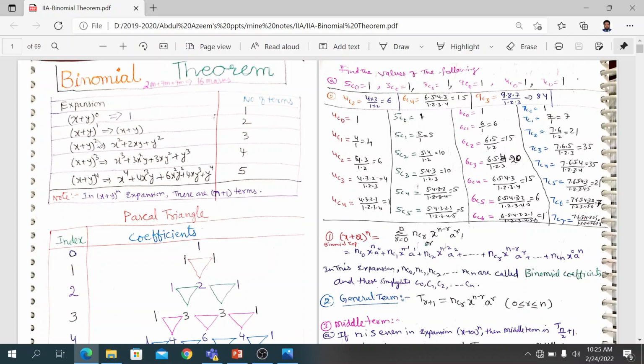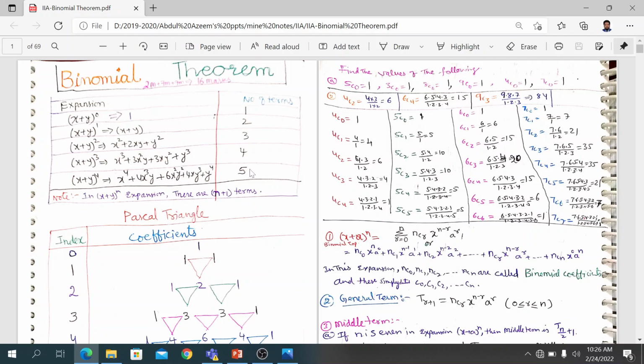(x + y) to the power of 2 is x square plus 2xy plus y square. So for power 2, there are 3 terms. (x + y) whole cube is x cube plus 3x square y plus 3x y square plus y cube, so power 3 gives 4 terms. If the power is 4, it is x to the power of 4 plus 4x cube y plus 6x square y square plus 4x y cube plus y to the power of 4. That means if the power is 4, there are 5 terms.